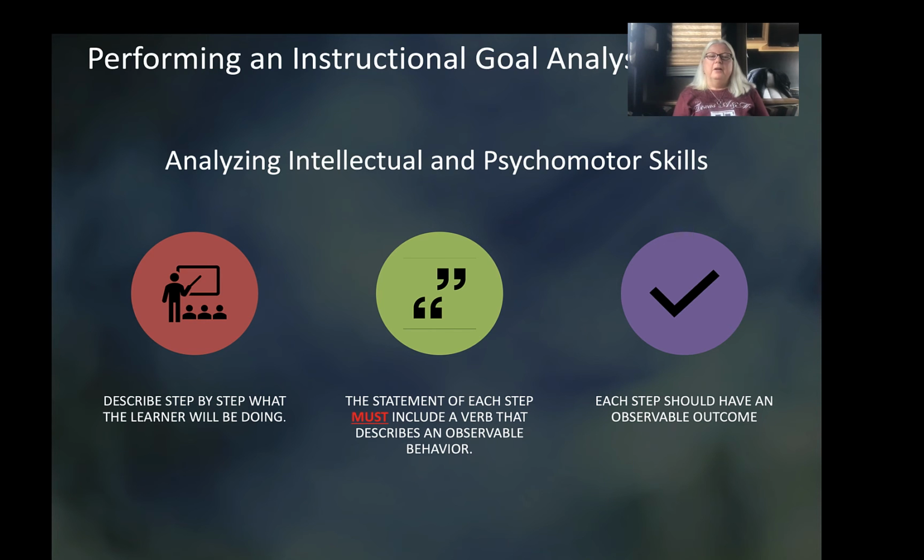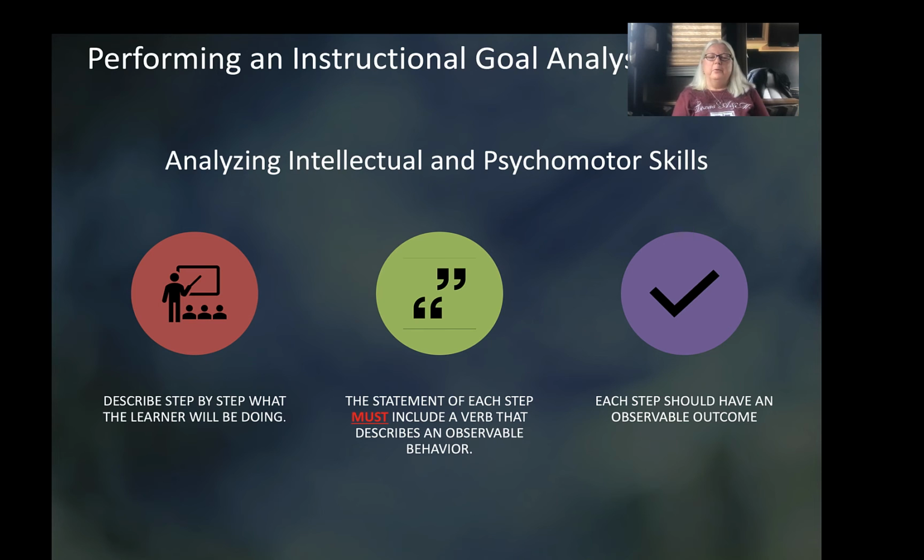Okay, so performing an instructional goal analysis, if we have an intellectual or psychomotor skill, how would we do that? We kind of lump them together because psychomotor has that part in it that's intellectual. So we handle those in the same manner. So we would describe step by step what the learner will be doing. Okay, the learner does this, and they do this, and they do this.